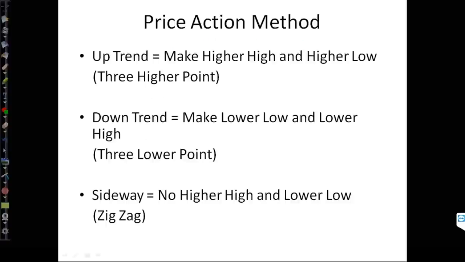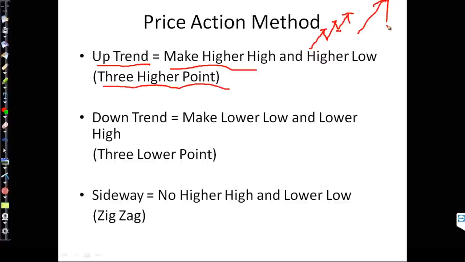Now you can see here, first the price action method. When we are going to say this is an uptrend, we'll recognize it as an uptrend when it makes higher high and higher low. Or here is another criterion: at least when they create three higher points, higher point one, higher point two, higher point three, we'll confirm that the market is in an uptrend. Remember, this is the first method.